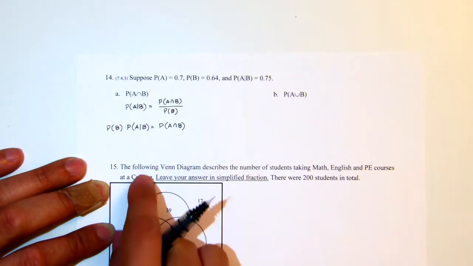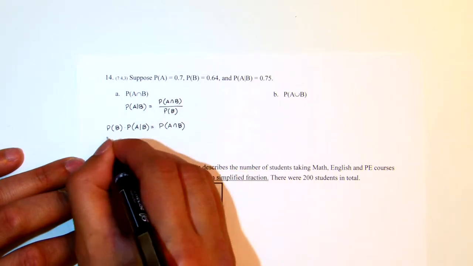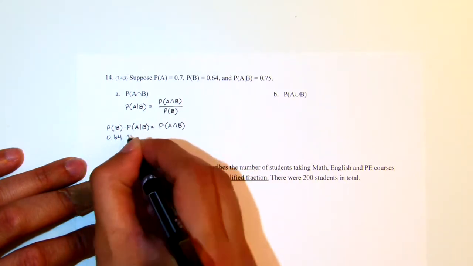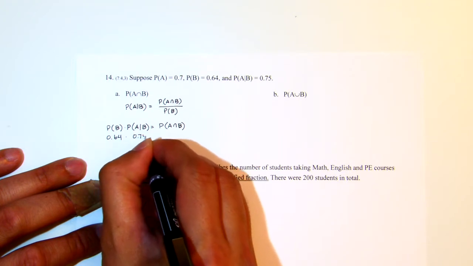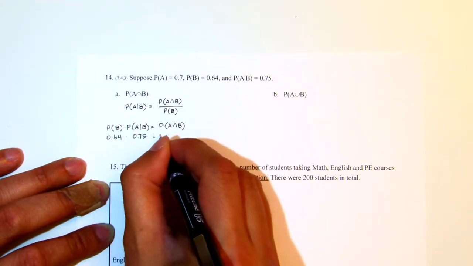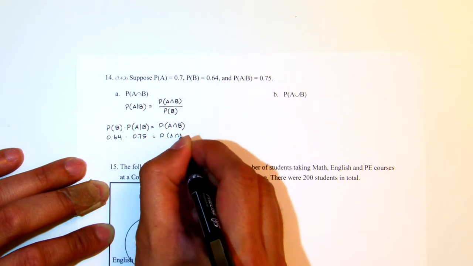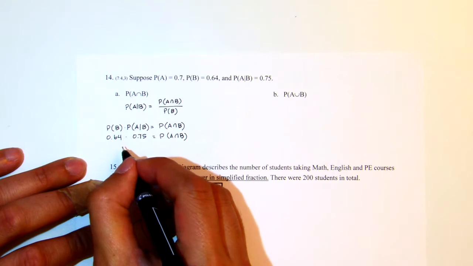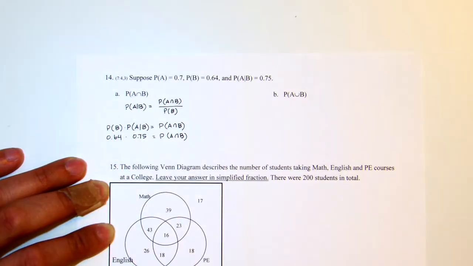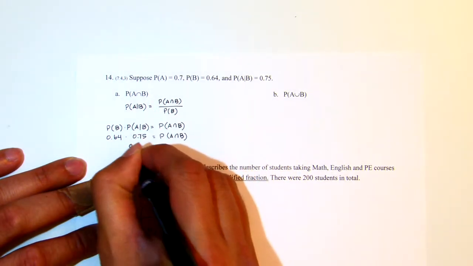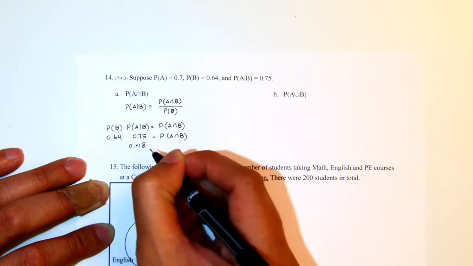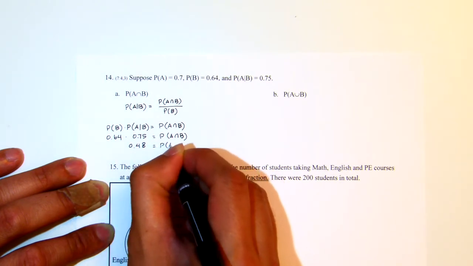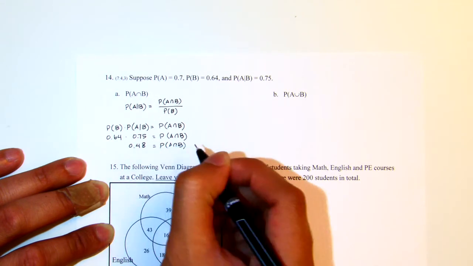And then from here we can plug in numbers. Now, plugging in numbers is one thing. Let me plug it in first. This is 0.64 times 0.75, right, equals the probability of A intersection B, which is equal to 0.64 times 0.75. I think that's 0.48. That's the probability of A intersect B.